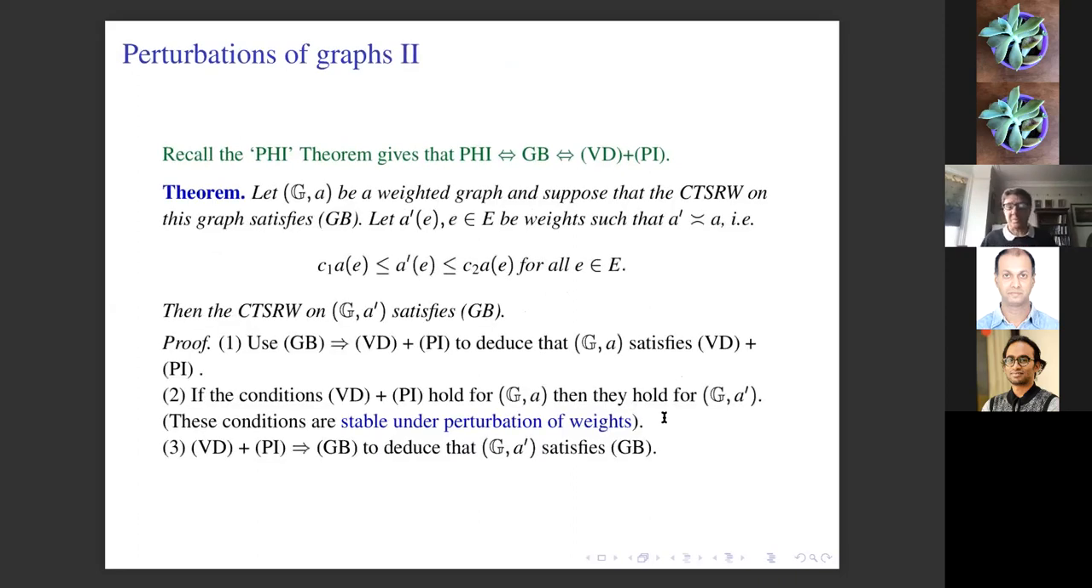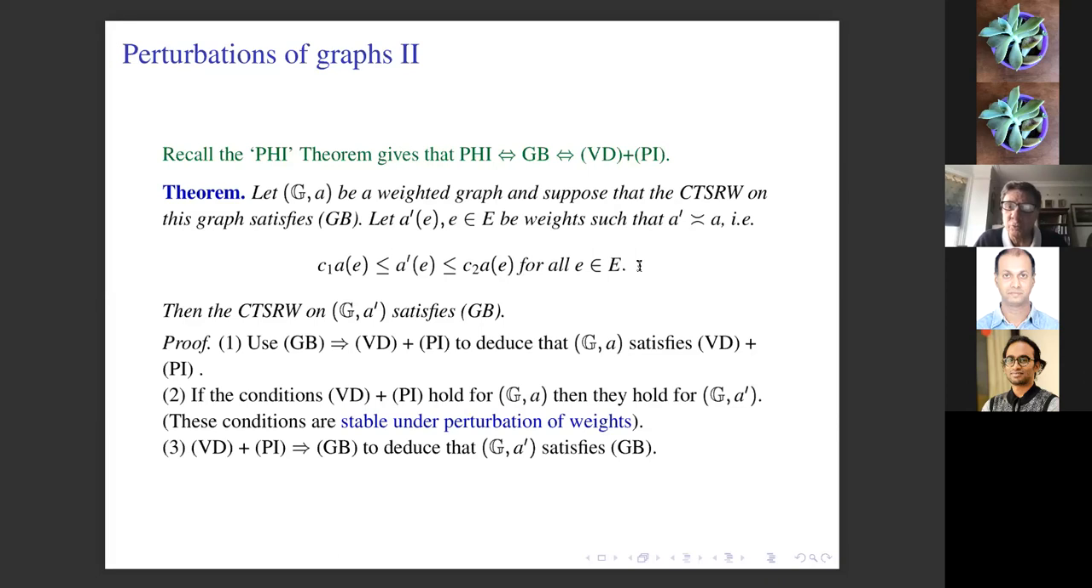And in fact, using the same ideas as I just went through, we have the following theorem. Suppose we've got a weighted graph, and suppose that on this weighted graph, the continuous time simple random walk satisfies Gaussian bounds. Now I'm going to perturb the weights, where C1 and C2 are strictly positive constants, and suppose that the new weights satisfy this relation here.